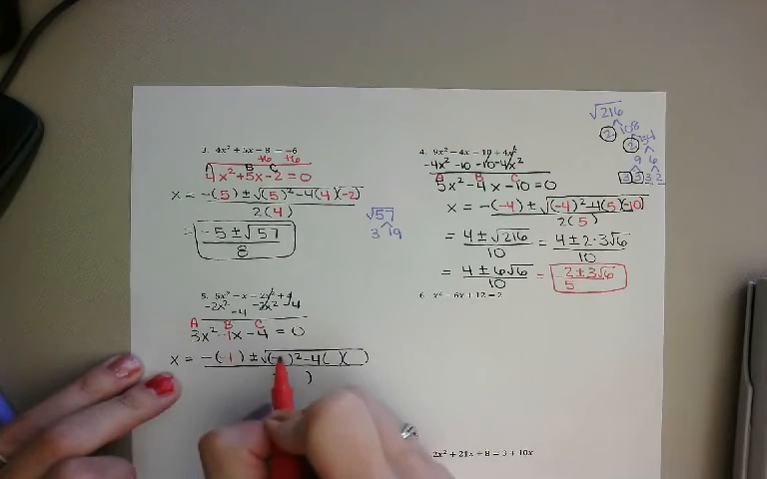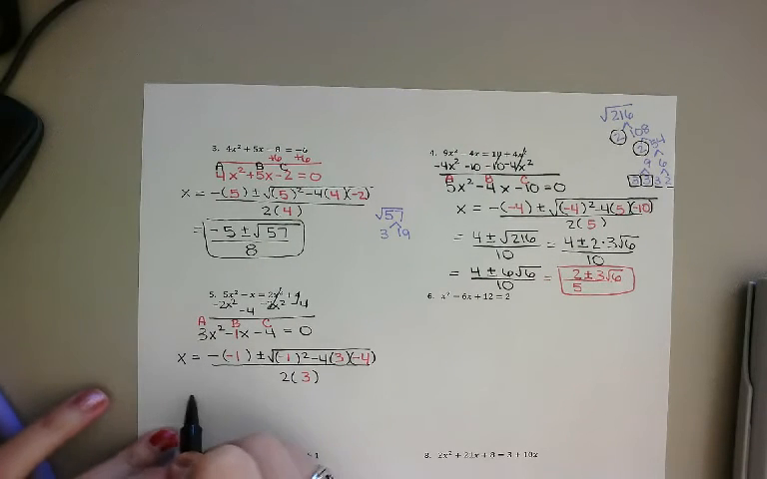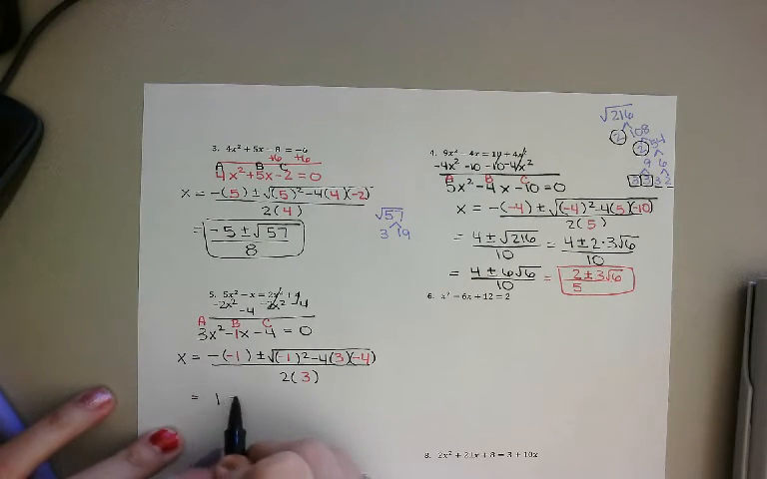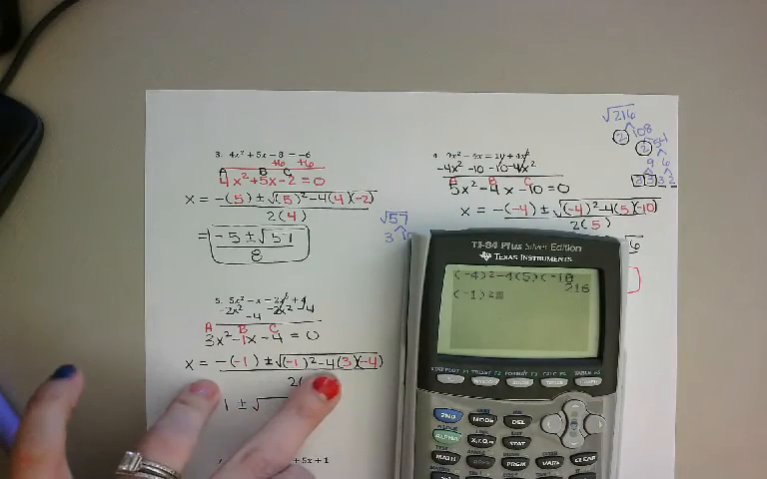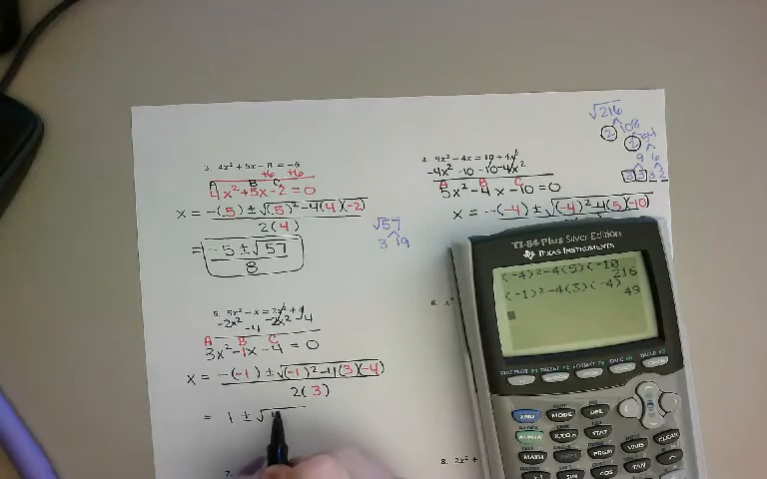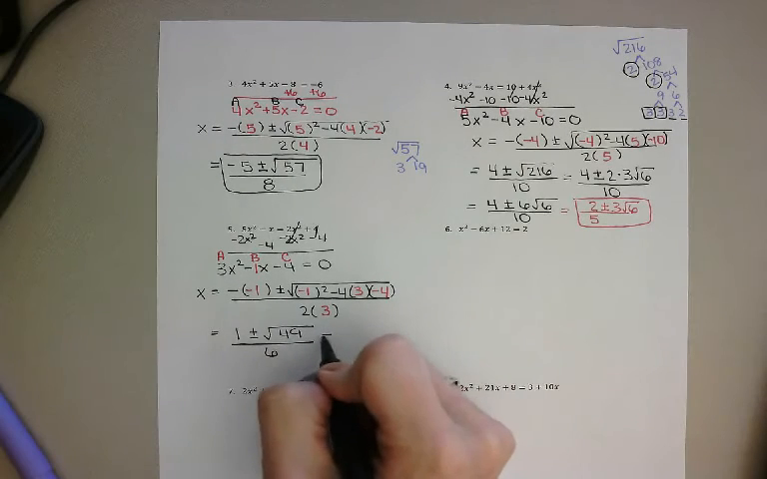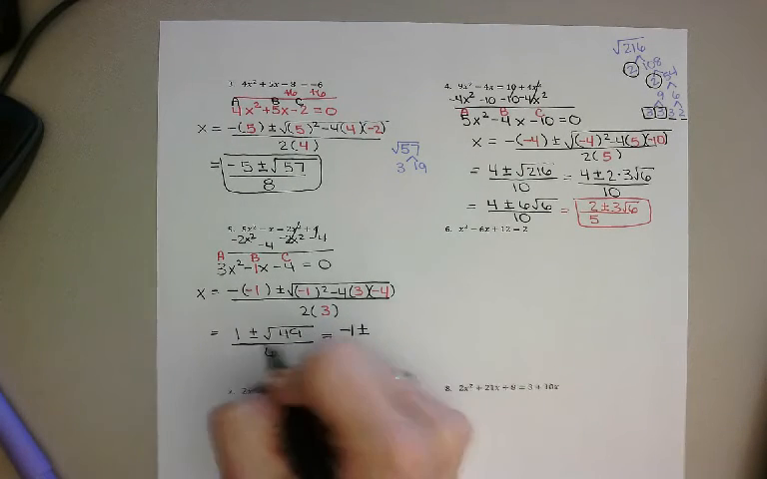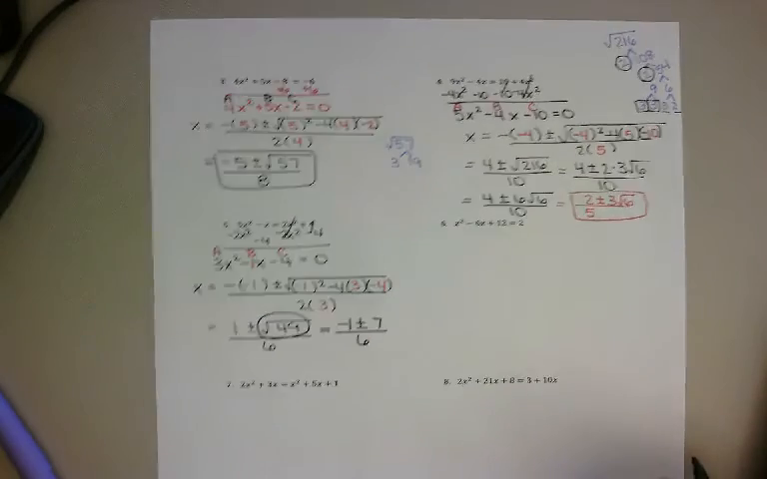All right, so the b is negative 1, the a's are 3's, and then the c is negative 4. Double negative is a positive. I'm going to grab my calculator again and say negative 1 squared minus 4 times 3 times negative 4. I get 49. And I'm going to divide that by 6. Now the nice thing about this one is the square root of 49 is a perfect square. So I get negative 1 plus or minus the square root of 49, which is 7. And then I've got to divide that by 6.